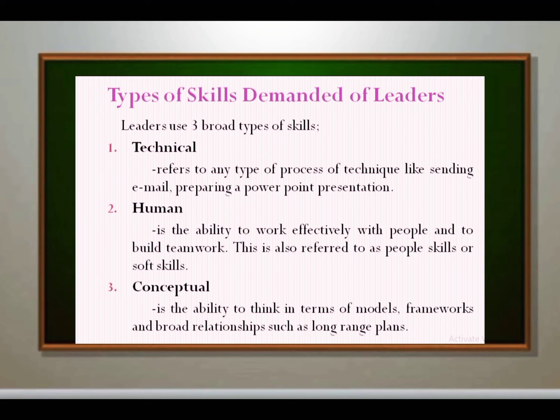Next is the human skill. It is the ability to work effectively with people and to build teamwork. This is also referred to as people skills or soft skills. While the conceptual skill is the ability to think in terms of models, frameworks, and broad relationships such as long-range plans. In short, conceptual skills deal with ideas, while human skills concern relationships with people, and technical skills involve psychomotor skills and things. The ideal school leader possesses all three.